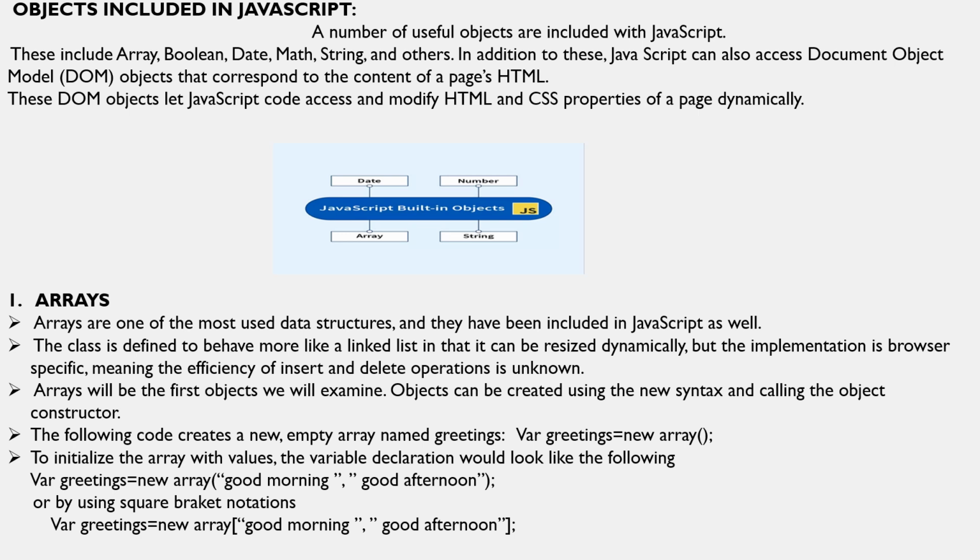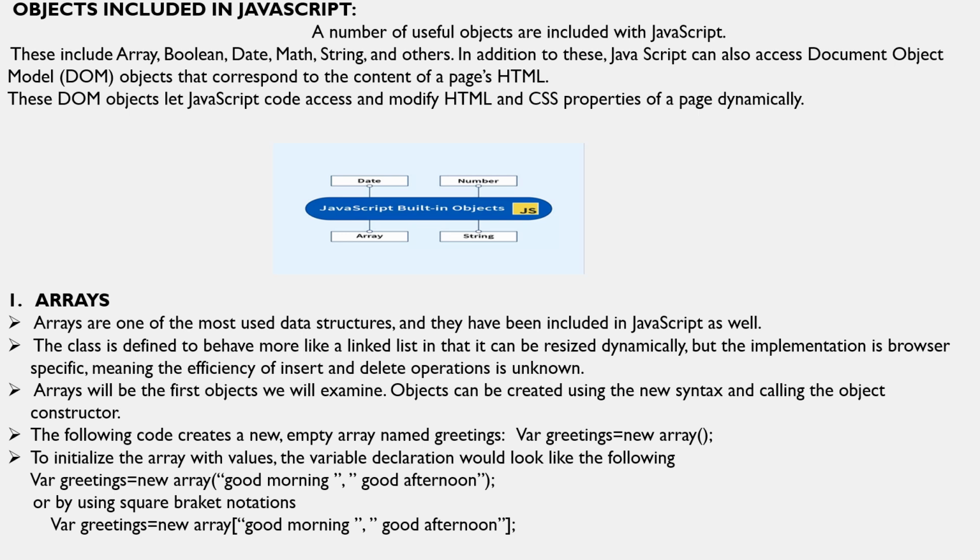Arrays will be the first objects we will examine. Objects can be created using the new syntax and calling the object constructor. The following code creates a new empty array named greetings, where greetings is equal to new Array. To initialize the array with values, the variable declaration would look like this.